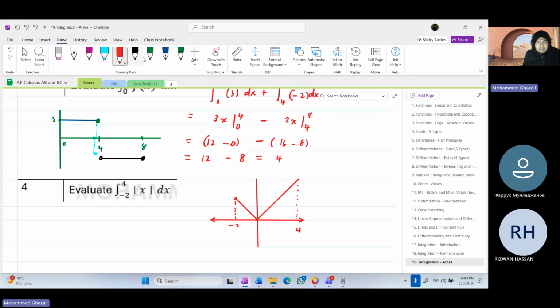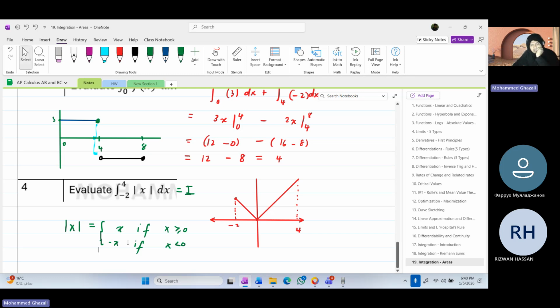And then you need to remember the definition of absolute value. So let's call this the integral for now. What's the definition of absolute value? Absolute value is x if x is positive and negative x if x is less than 0. So the absolute value function itself is a split function. Wherever you see an absolute value, whether it's limits or integrals, you've got to write out the definition of absolute value.